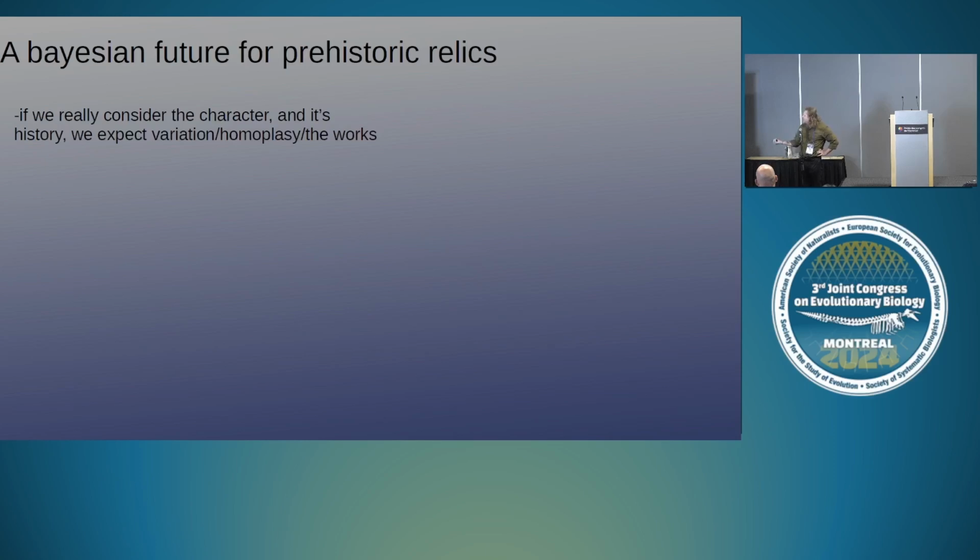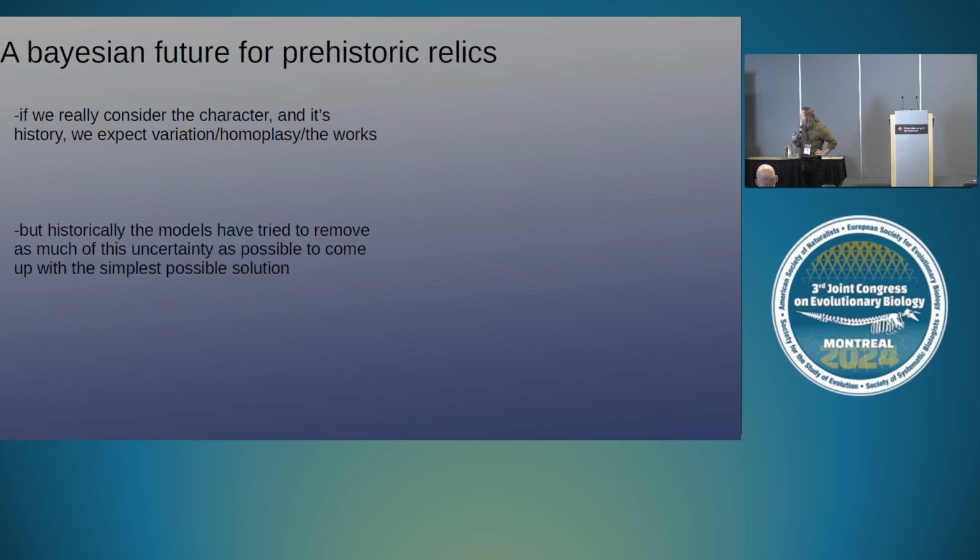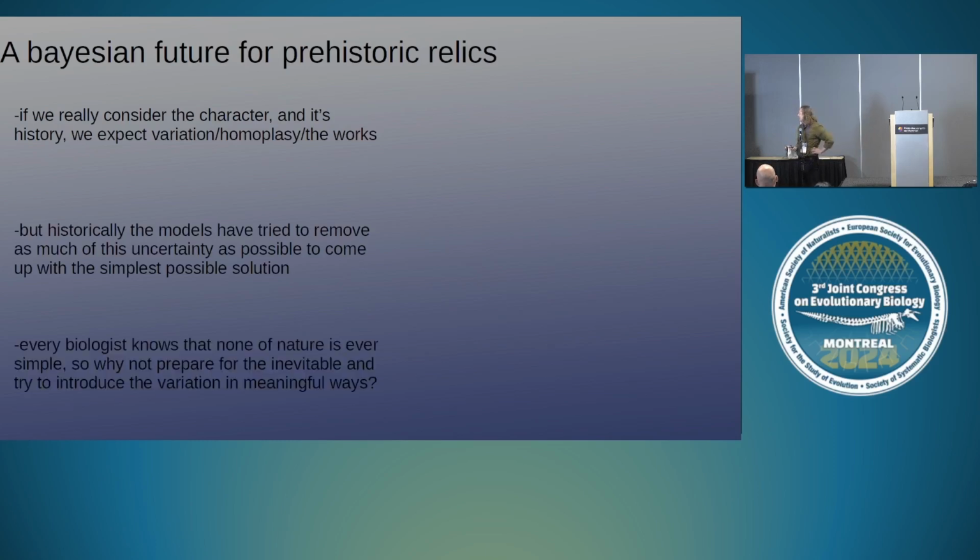Now, if we consider what the character is and we consider its history, we will always expect variation and homoplasy. But historically, we've attempted to remove as much of this variation as possible from our models and simply present what is simplest. And I think every single person in this room would agree that biology is rarely simple, so why wouldn't we try to account for that variation that we know is going to exist, and why wouldn't we work to account for it in meaningful ways?